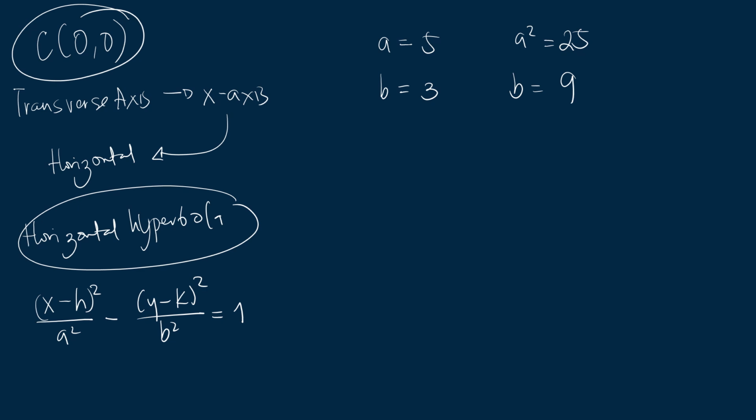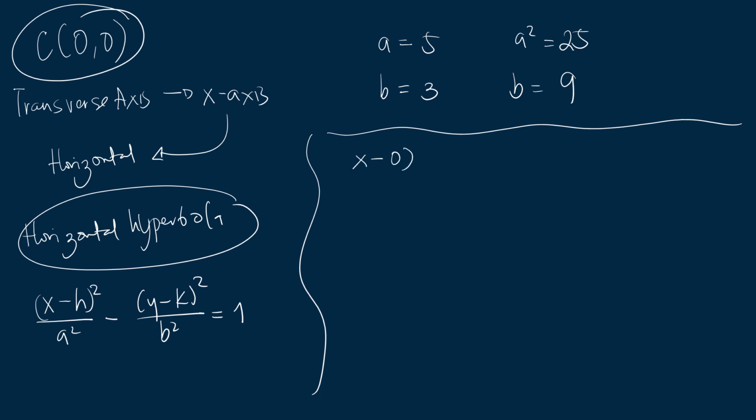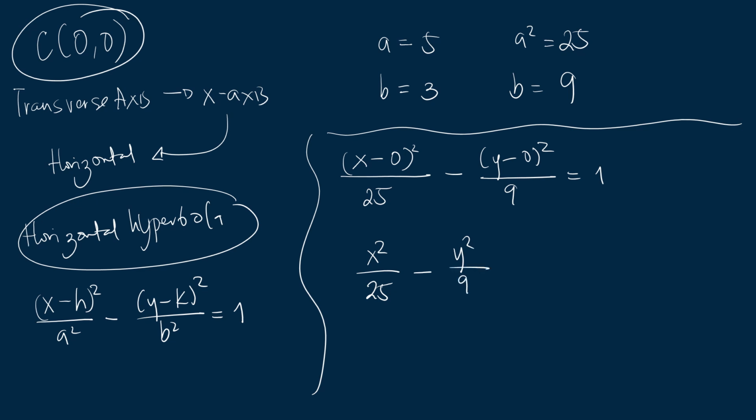Then we can now input all our given properties. So on our standard equation, where x minus 0 squared over a squared, which is 25, minus y minus 0 squared over 9 is equal to 1. And then, we can now simplify the numerator where we can write or simplify x minus 0 as x squared over 25 minus y squared over 9 is equal to 1. And this is already your final answer.